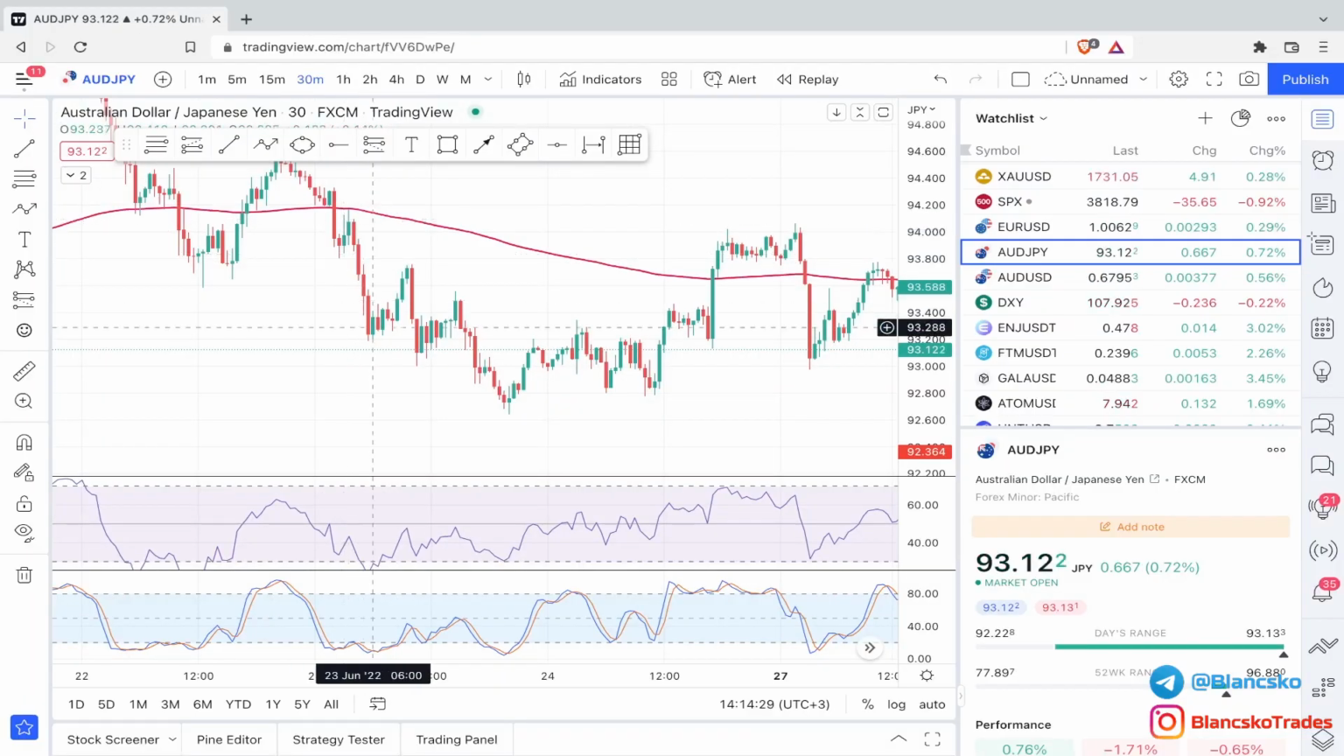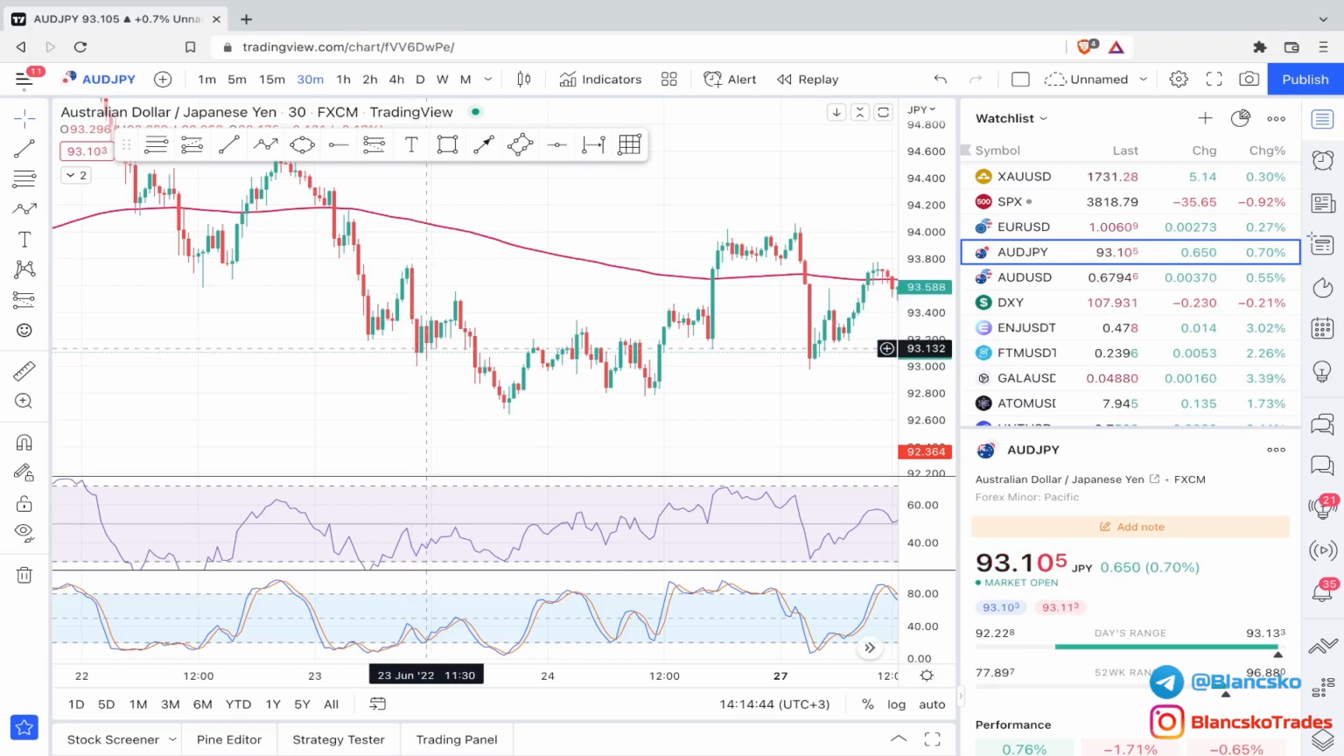Lower high, lower low, lower high right here. This lower high is higher than this lower high on the RSI, but we have this huge bearish candle, so we do not take this into consideration. We just wait for the new structure to form.